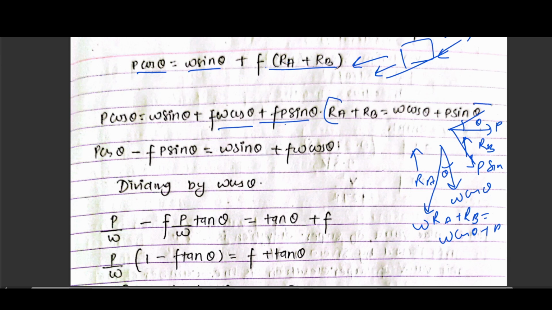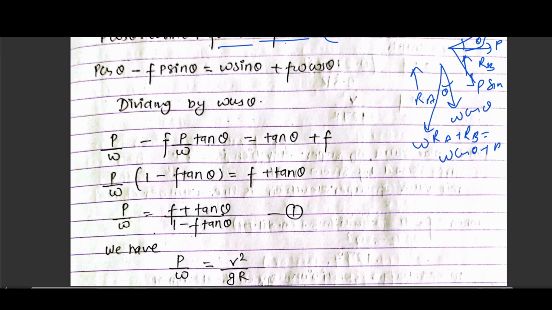This is the bracket portion. Okay, so we have it like this, and we bring this F_P sin theta in the opposite direction. P cos theta minus F_P sin theta equals W sin theta plus F_W cos theta. So we divide by W cos theta, and P/W minus F·P/W tan theta equals tan theta plus F.